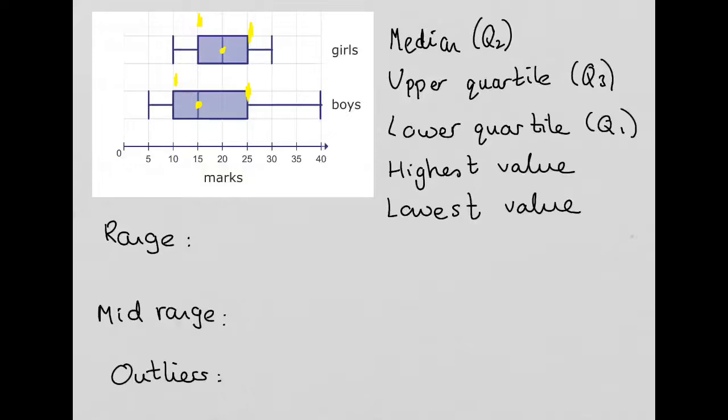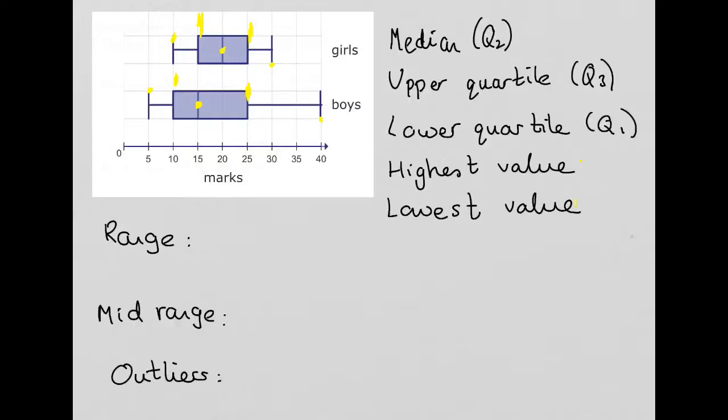Okay, I'm back. So, as I was saying, the lower quartile Q1 is the start of the box. That's where a quarter of your data is. The highest and the lowest value are your whiskers. So these bits here are called whiskers. This is a box, this is a whisker. So the highest value is the end of the whisker, here and here. And the lowest value is the start of the whisker.